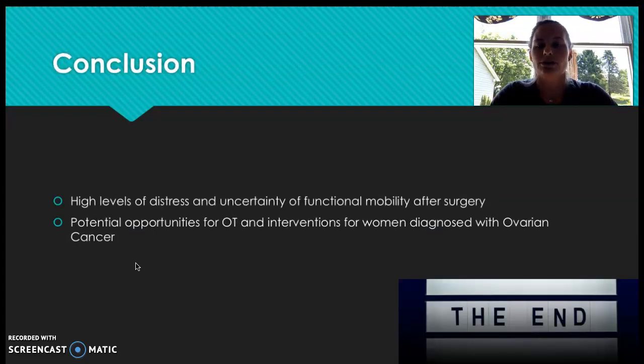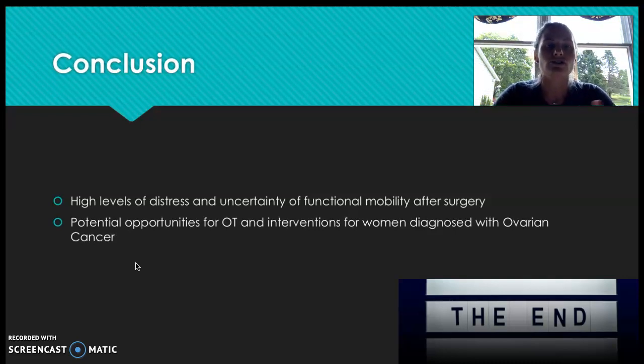So with the conclusion, the researchers concluded that there were high levels of distress and uncertainty of functional mobility after surgery when the women return home. Also, they concluded that the emotional distress was very high after the surgery within the women. They also concluded that potential opportunities for occupational therapy and interventions for women diagnosed with ovarian cancer are very high.